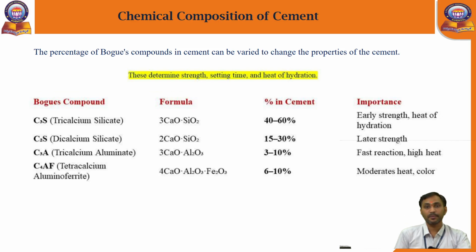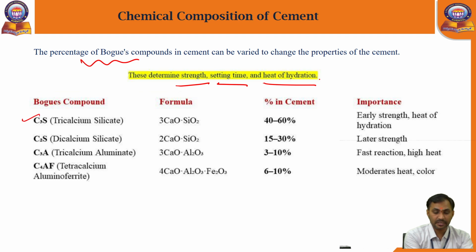Next, again in the chemical composition of cement, there are four different types of chemical compounds. They were identified by Bogue, so we call them Bogue compounds. The percentage of Bogue compounds in cement can be varied to change the properties of the cement. This determines strength, setting time, and heat of the hydration process. Next, what are those Bogue compounds?